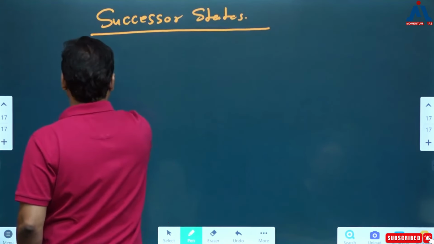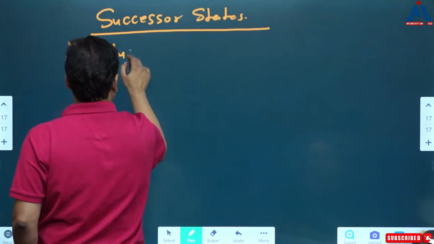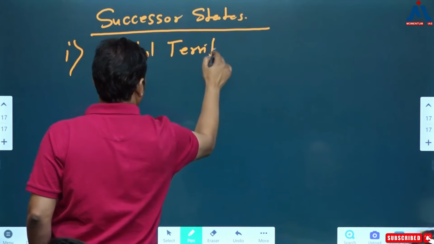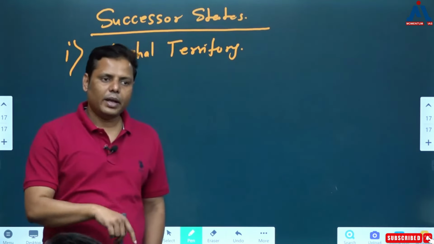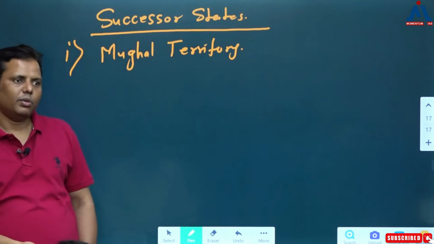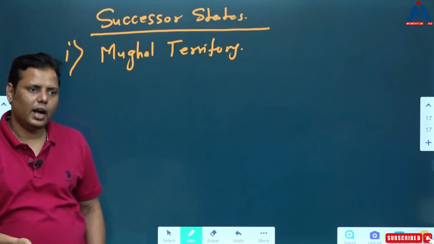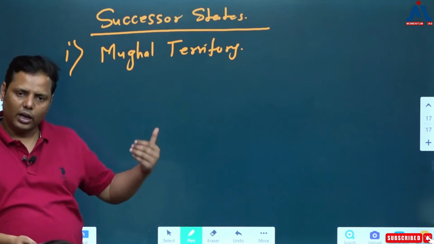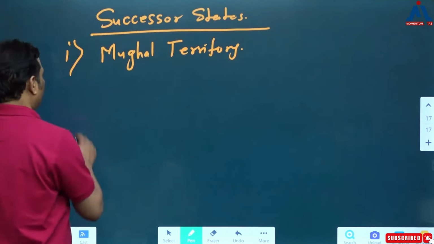A couple of reasons are there. First, their emergence could be noticed in Mughal territory only. Bengal was part of Mughal territory. Awadh was part of Mughal territory. And Hyderabad as well was part of Mughal territory. Hyderabad, when the Mughals annexed the Deccan, used to be an important base for it, right? So that is one important reason.